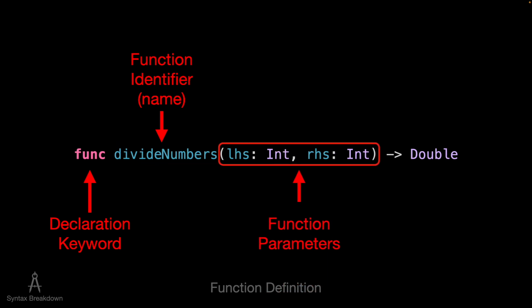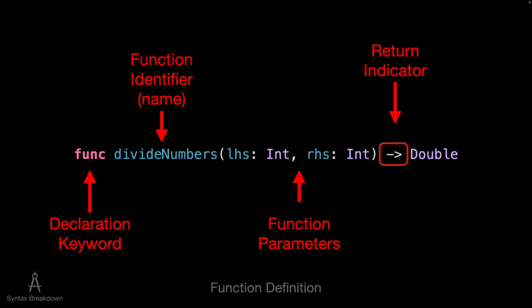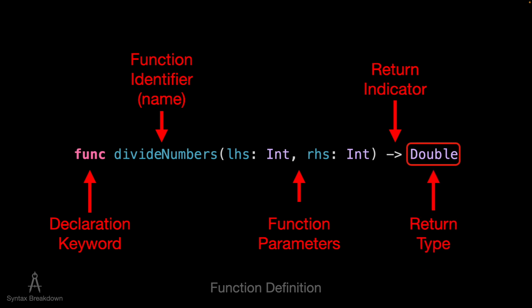Then we have our parameters, a return indicator, and our return type. So the parameters are your inputs to the function. They are the things that you want to be able to pass to the function so that it can then perform some operation. The return indicator is just a placeholder that's intended to tell the compiler, hey, we're done with the parameters, now we're going to show you the return type. And then the return type is the type that you return from the function, okay?